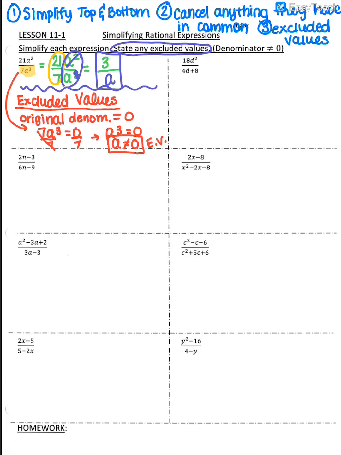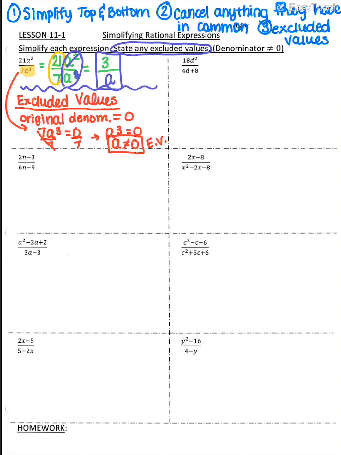Now in the future, I'm not going to write that much, and so we'll have a little bit more room to work through this. But just to give you the background of what we're doing, that's what's going on here. So that's how we find excluded values. So let's move on to the next one. In this next problem, I'm going to change this color actually. So in this next problem, we're going to simplify on top and bottom first.